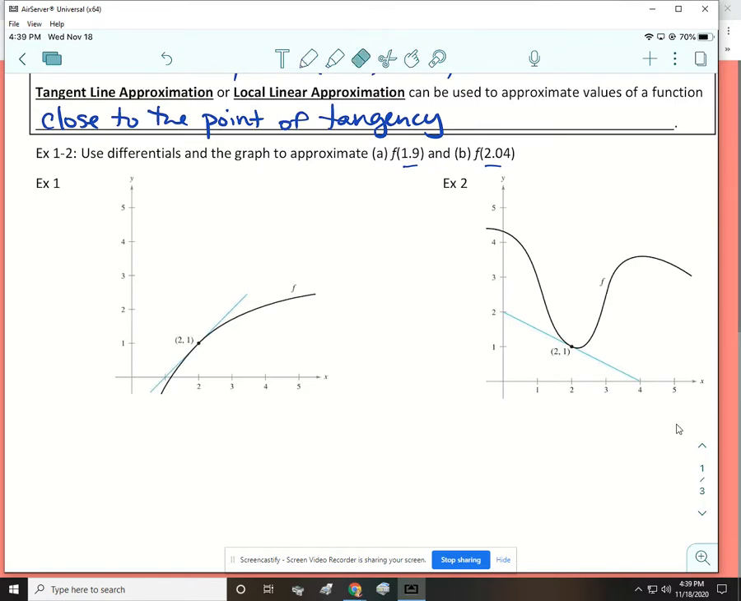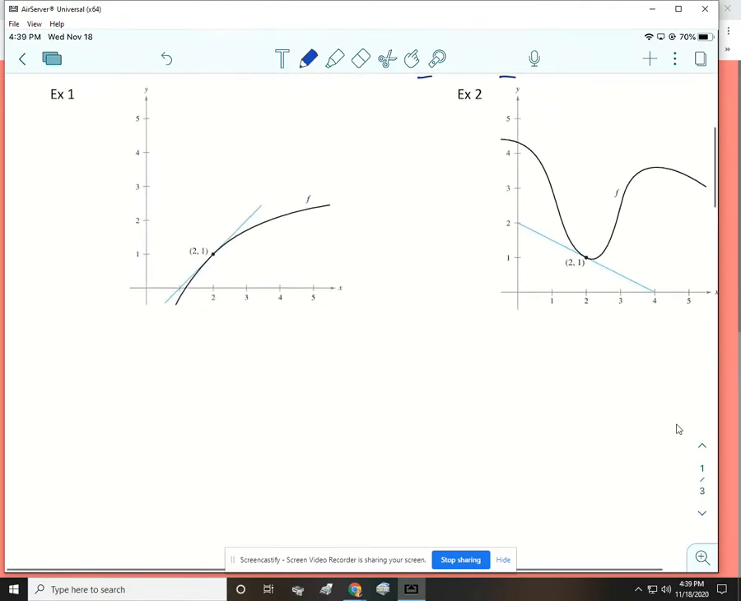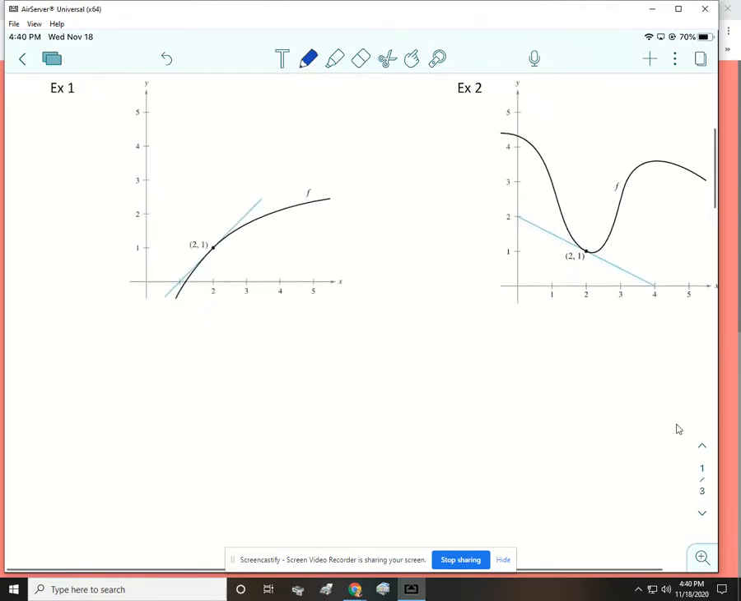So on both of these graphs, the point of tangency is at (2, 1). But the graph of f is different, and we don't know what that is. So we can't just plug 1.9 into f because we don't know the equation. So what we'll do is find the tangent line and then use that to find an approximation.